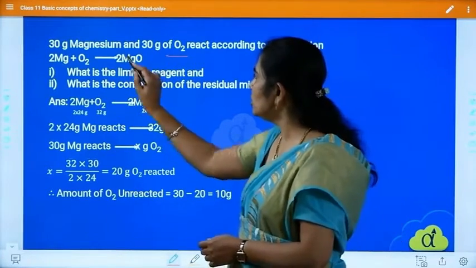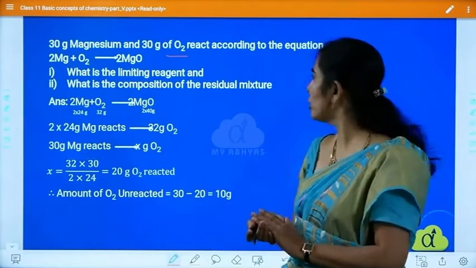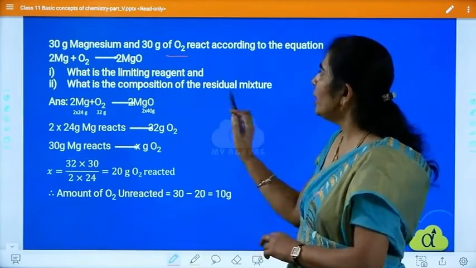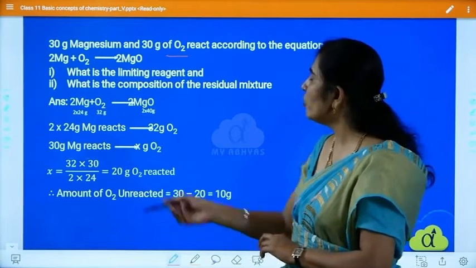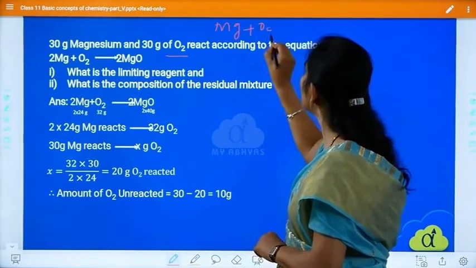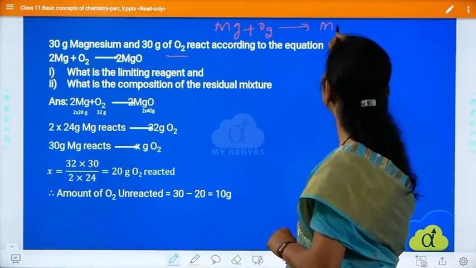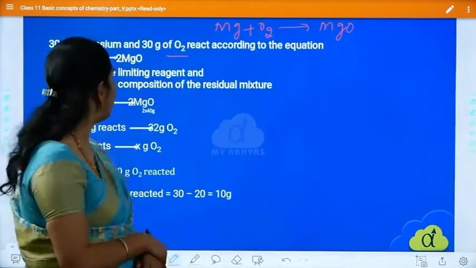When we make these two combine with each other, they will undergo what chemical reaction? So what will you get here? Magnesium oxide you will get. So what is the equation here? See, Mg plus O2 gives rise to what? MgO. This is the general equation I can say, but this is not in the balanced form.